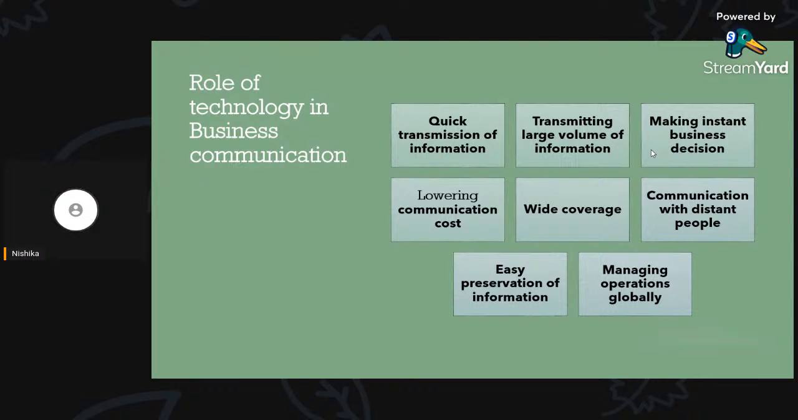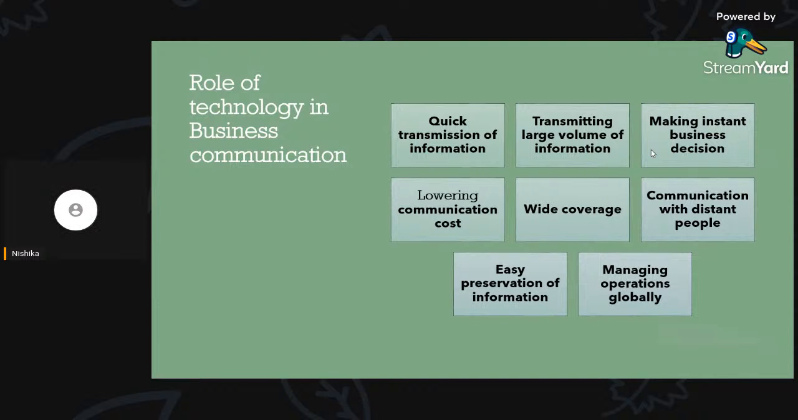Next is wide coverage. Through electronic communication, one can transmit information to many receivers who are located in different places. With the help of electronic devices like satellites, people conquer distance, and the whole world has now turned into a global village.